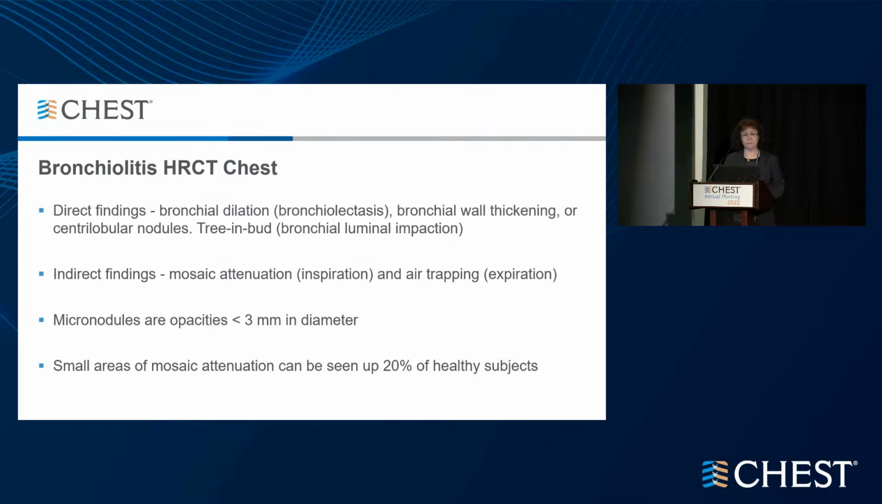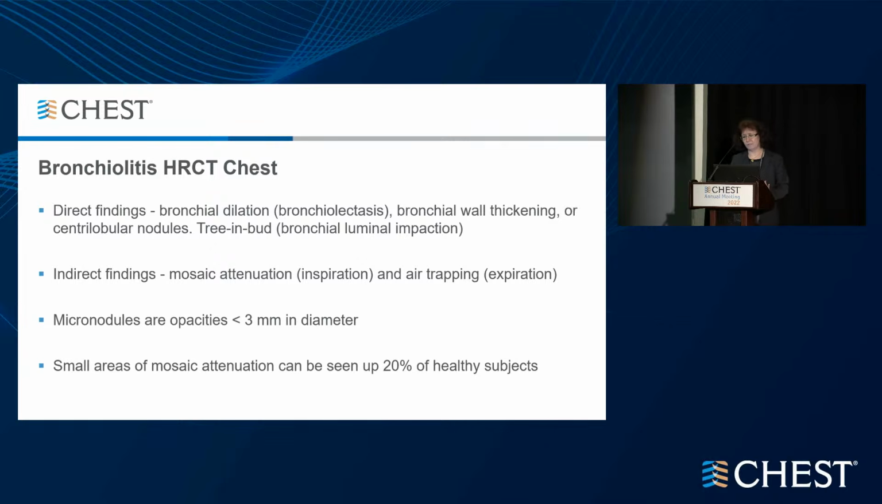So we have reviewed a little bit about how to make the diagnosis, so how to suspect the disease. And the only way to suspect it is that the patient comes with symptoms. Usually the symptoms are very similar in all of them. They have shortness of breath and cough for some time, usually weeks and months. And the diagnosis is suspected using CT, and there are direct findings and indirect findings. The direct findings usually are bronchial dilation, centrilobular nodules and tree-in-bud. And the indirect findings are mosaic attenuation in an inspiratory film and air trapping in an expiratory film.